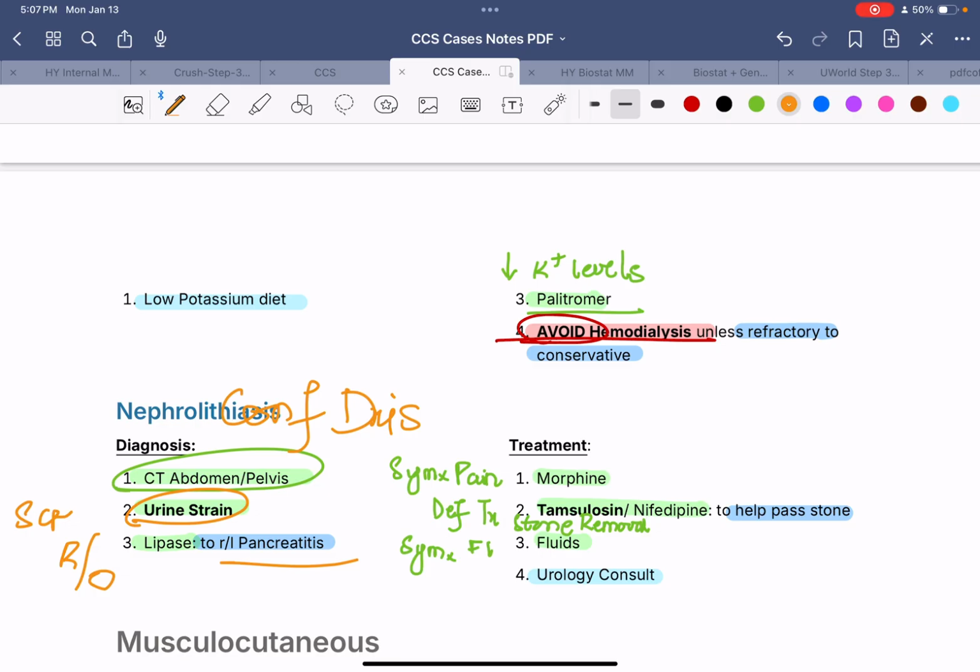And then in the treatment, of course, the patient is in severe pain, therefore the first thing is to relieve the pain with morphine. And then we are going to give IV fluids because the patient might be dehydrated, unable to take anything in, and might be vomiting as well, so you can give ondansetron and make him NPO. And then the specific or definitive treatment is to help pass the stones with tamsulosin or nifedipine, and then you're also going to do a urology consult.